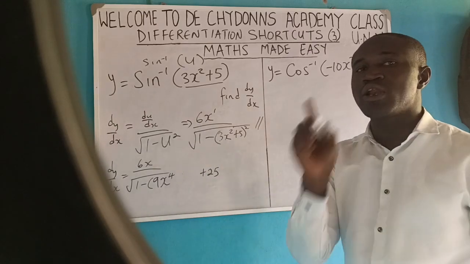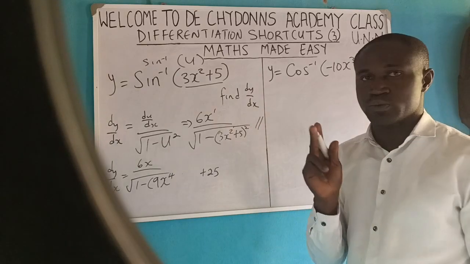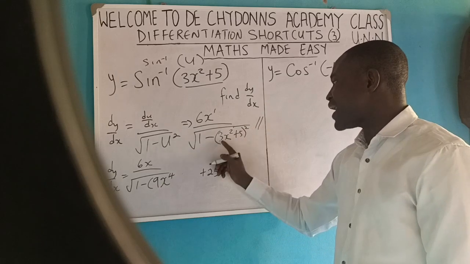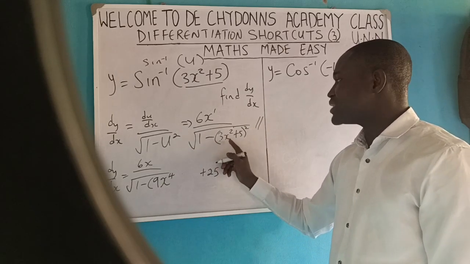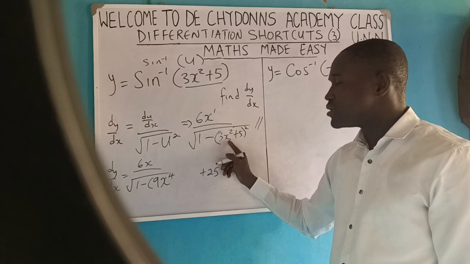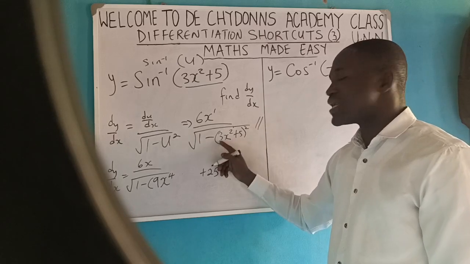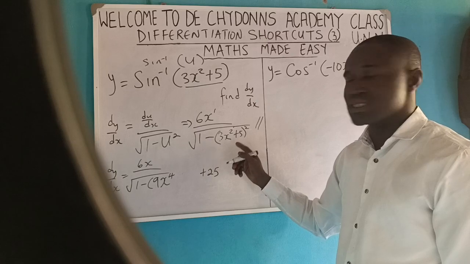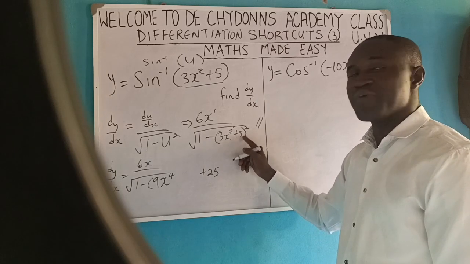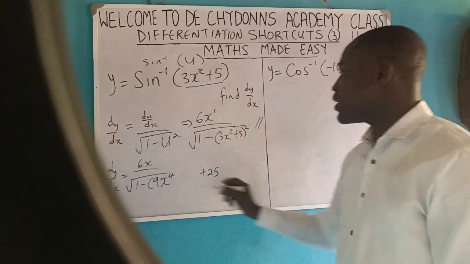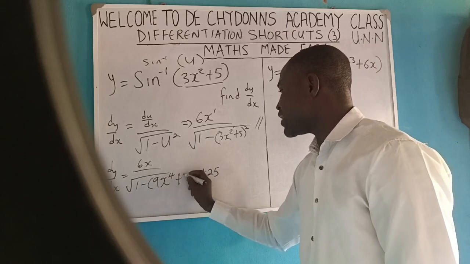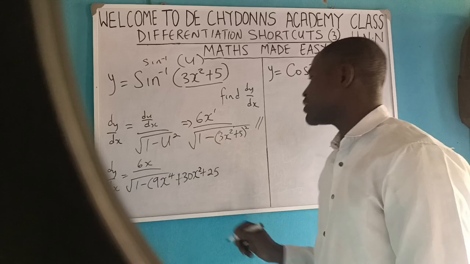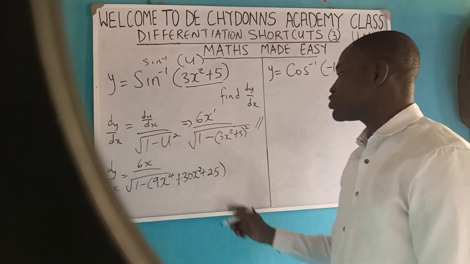This rule is only restricted to the power of 2. The power of 2 is what we use to get the middle term. 2 times 3, 6. 6 times x squared is 6x squared. 6x squared times plus 5 will be giving me 30x squared.